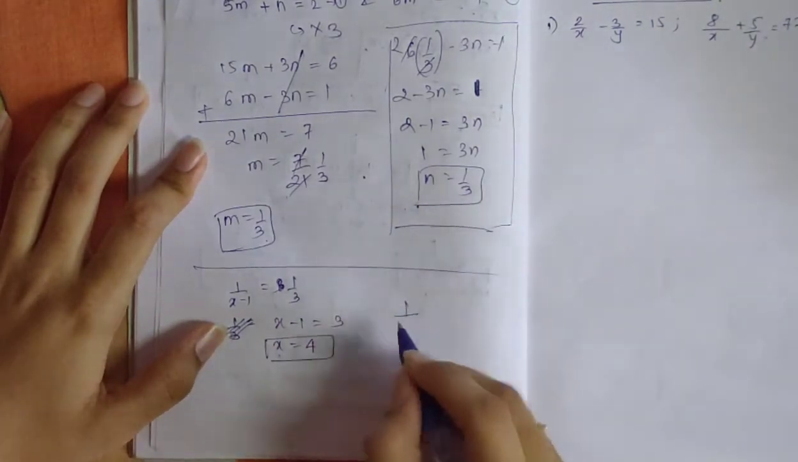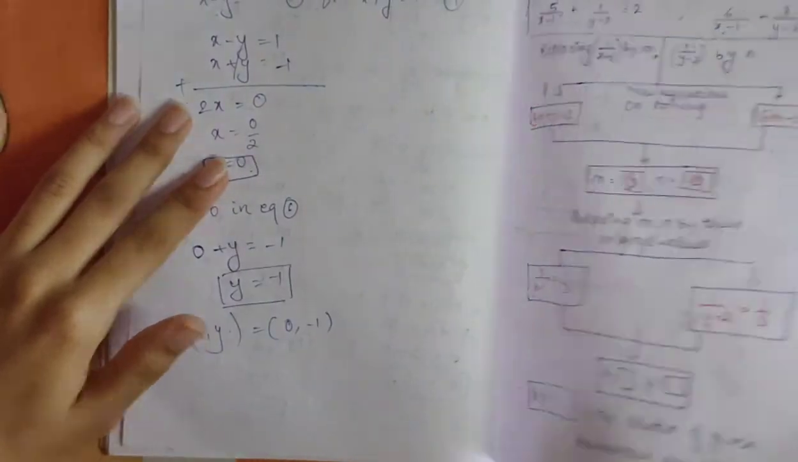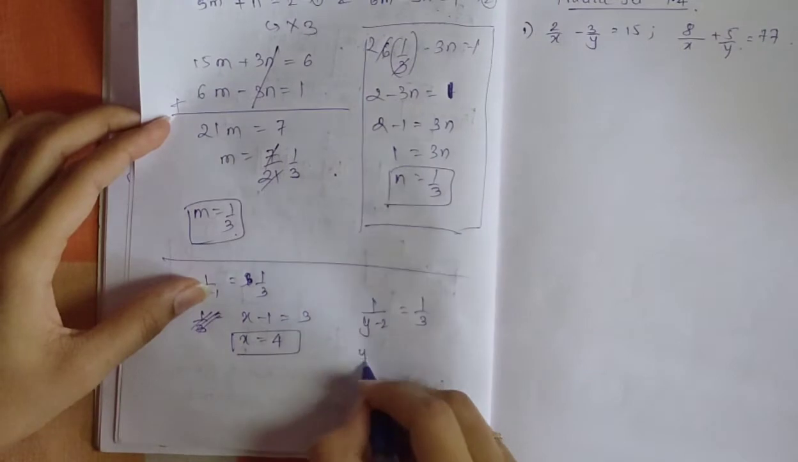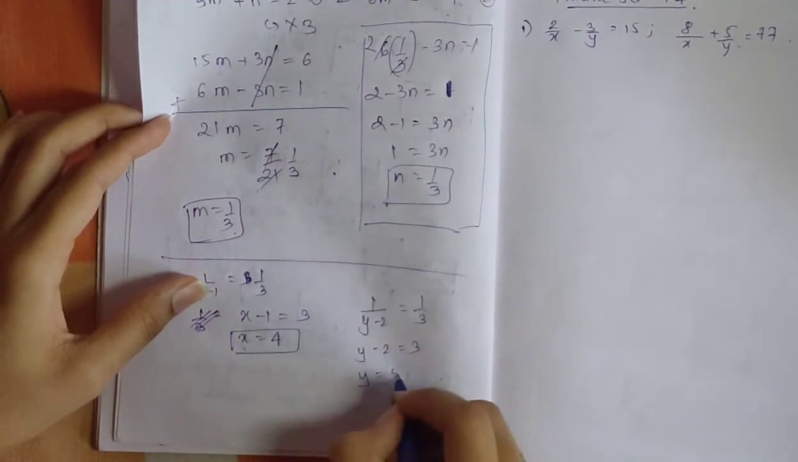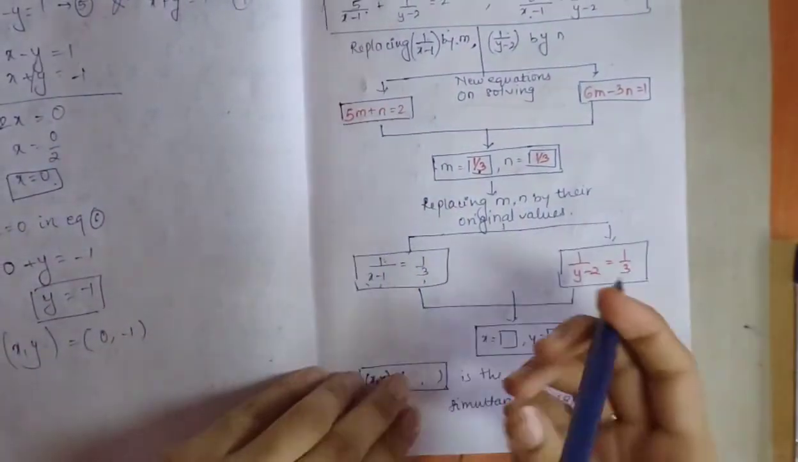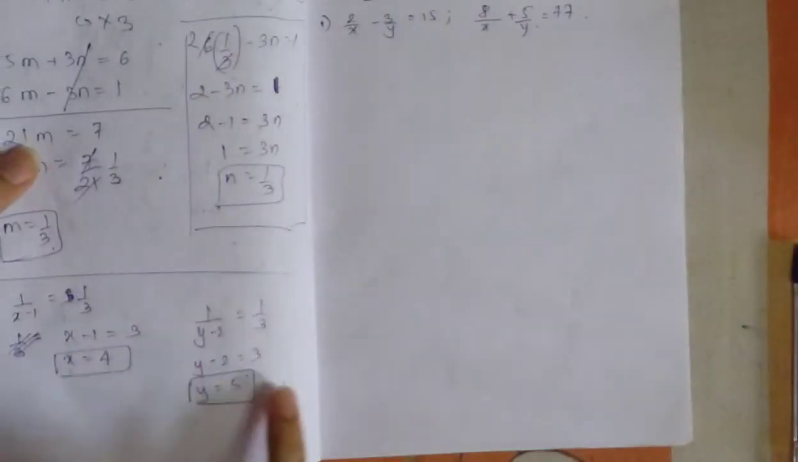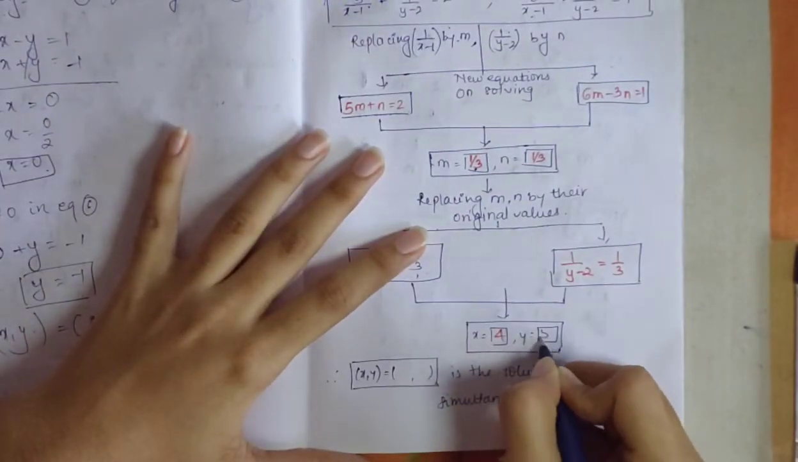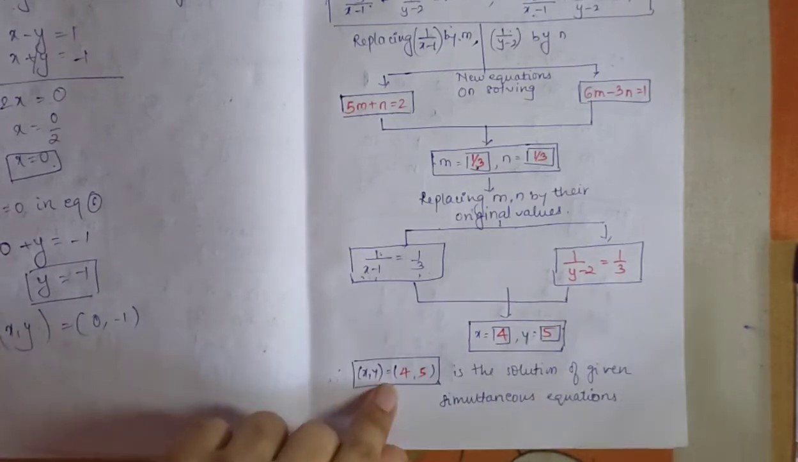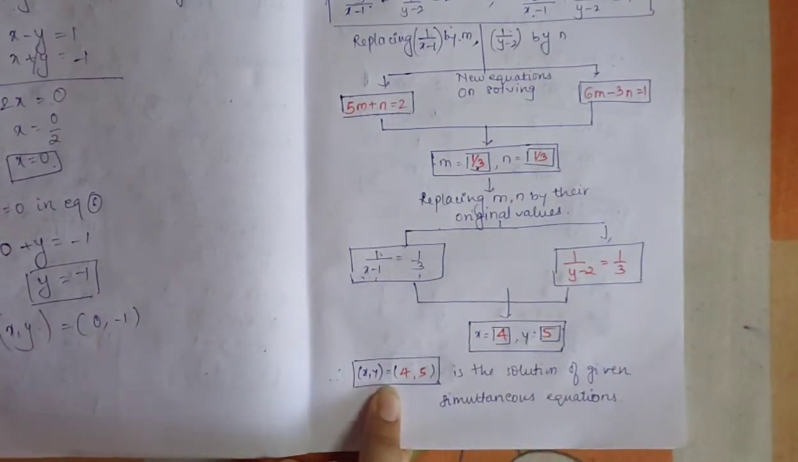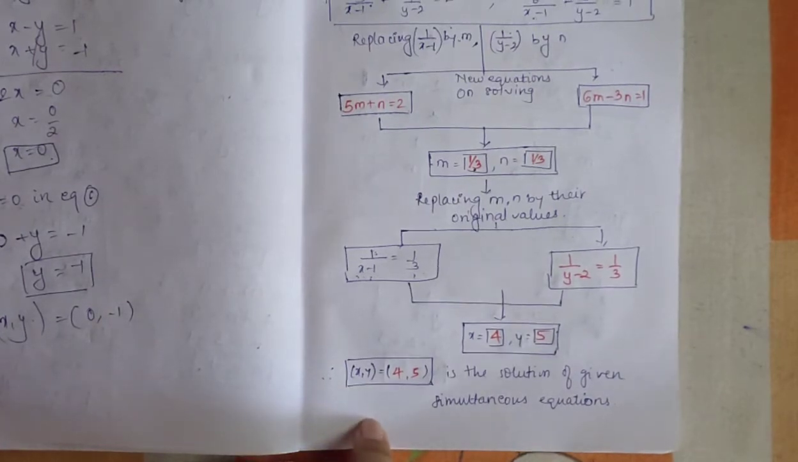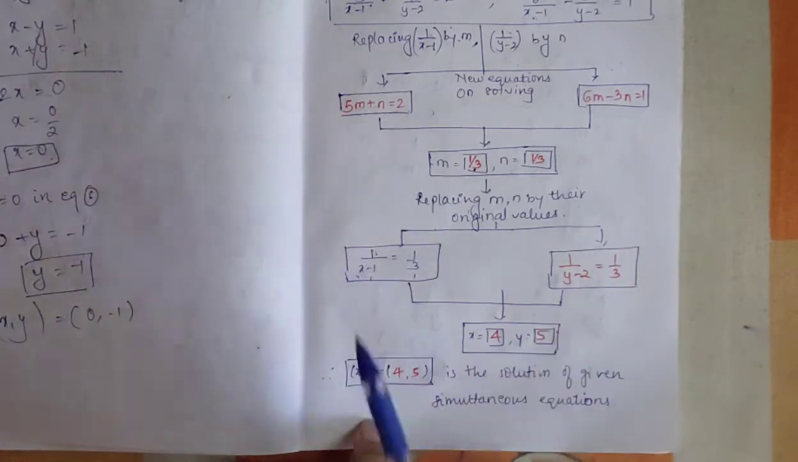Also same here. 1 by y minus 2 is equal to 1 by 3. So your y minus 2 is equal to 3. Your y is equal to 5. So you just have to substitute here. It is 4 and 5. X comma y is 4 comma 5, which is the solution to the given simultaneous equation. So remember these small tricks that I am giving you so that your paper completes really fast and you need not waste time in such types of sums.